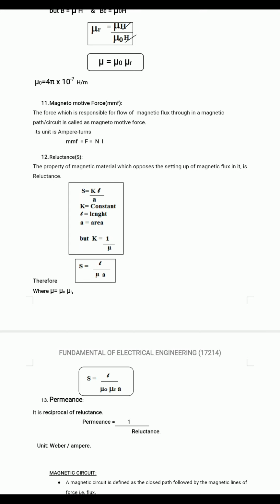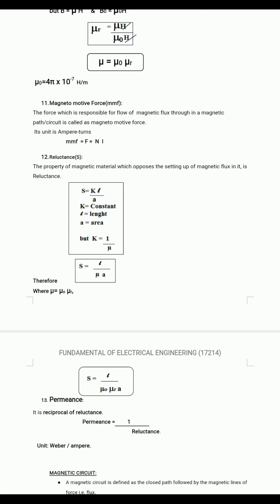So whenever you have to calculate the value of reluctance, there are three formulas for calculating S. It depends on the given part, on which values are given; on the basis of that you can take the respective formula from the reluctance formulas. So the last definition in the magnetic circuit is related to permeance.